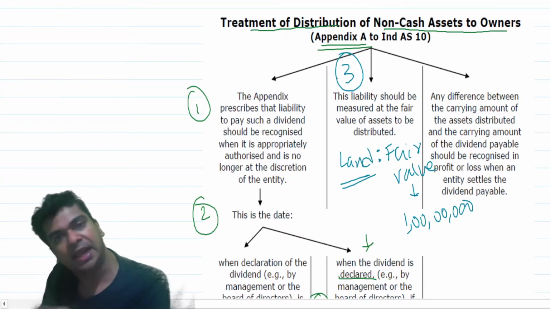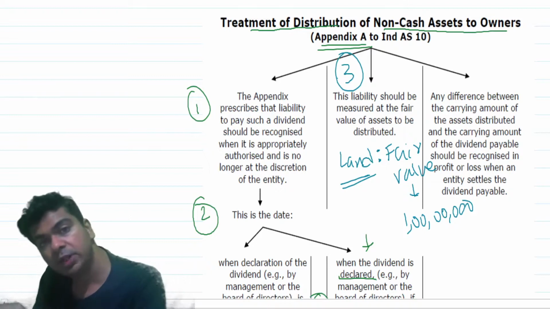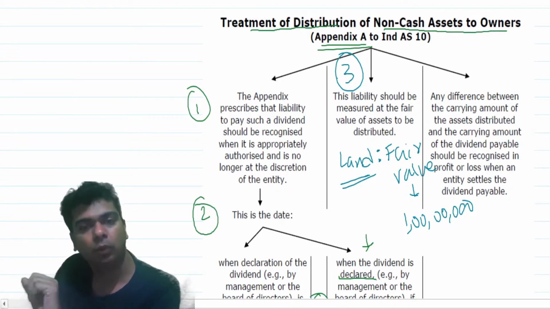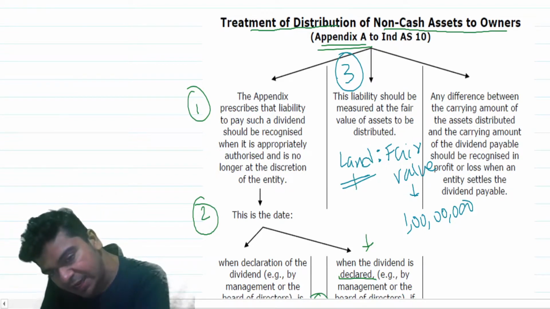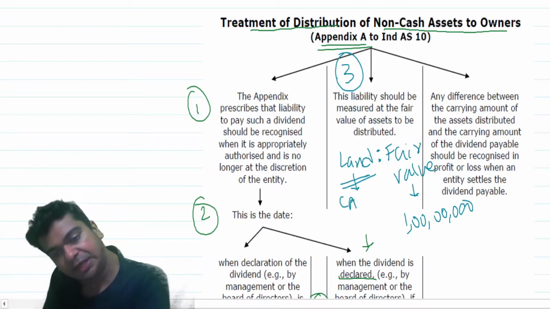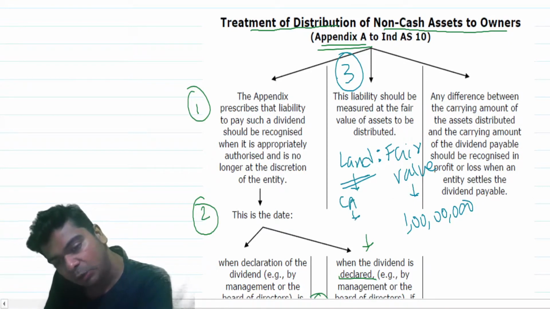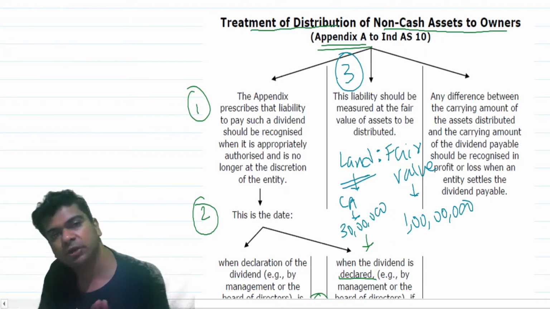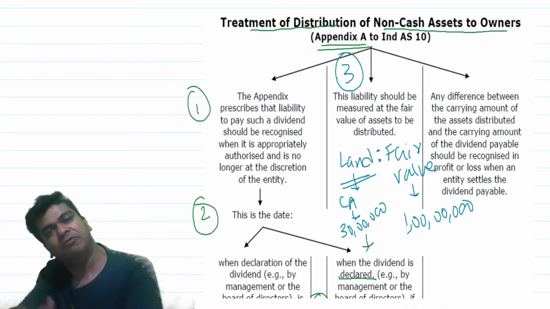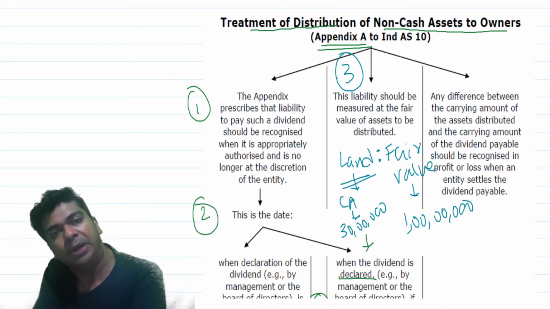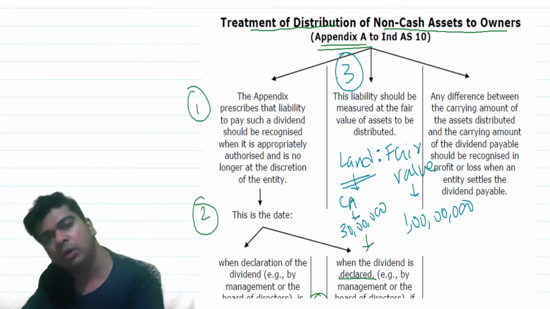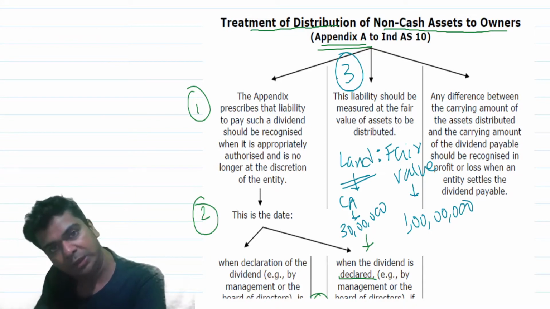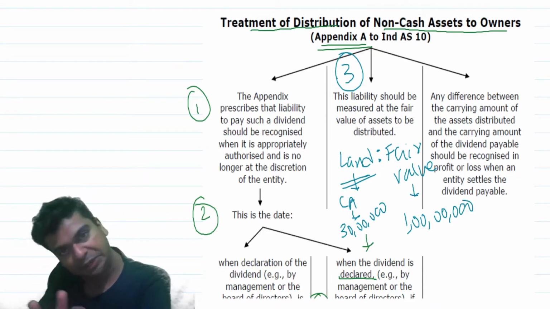However, as far as the land is concerned, it is still shown in the books at its carrying amount. Let us assume for a moment that the carrying amount is 30 lakhs of rupees. This land was purchased in the past for 30 lakhs of rupees. This land will be treated as an investment property in your books. And because it's an investment property, I am following the cost model of Ind AS 40. And as per the cost model, I am showing this land at 30 lakhs of rupees.